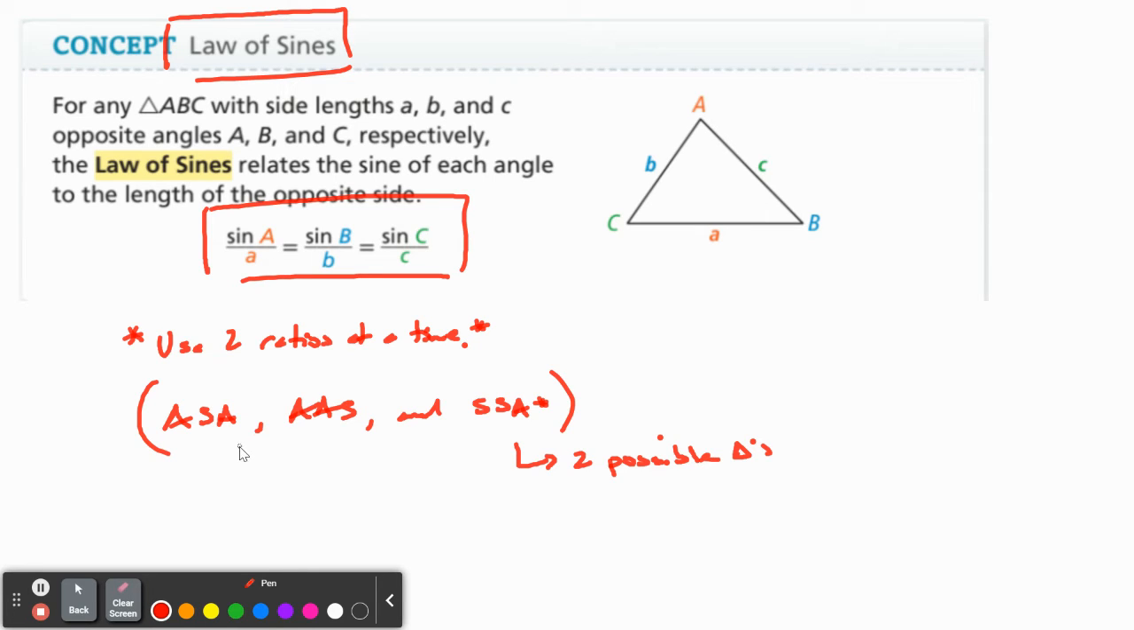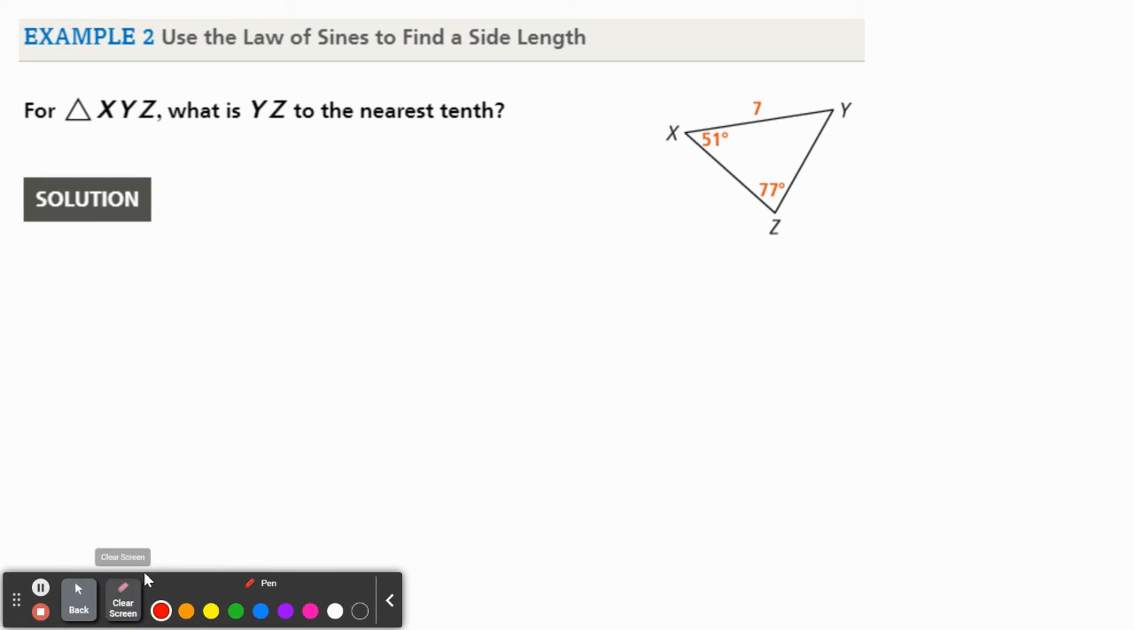Cool. All right, so let's take a look at example 2. It says, what is YZ to the nearest tenth? We're actually going to change these directions. We're going to do what's called solve the triangle. Basically, that means I want all 6 pieces. In the end, I want to know the measure of angle X. On Savvas they just call it capital X, but I'm going to do better here.